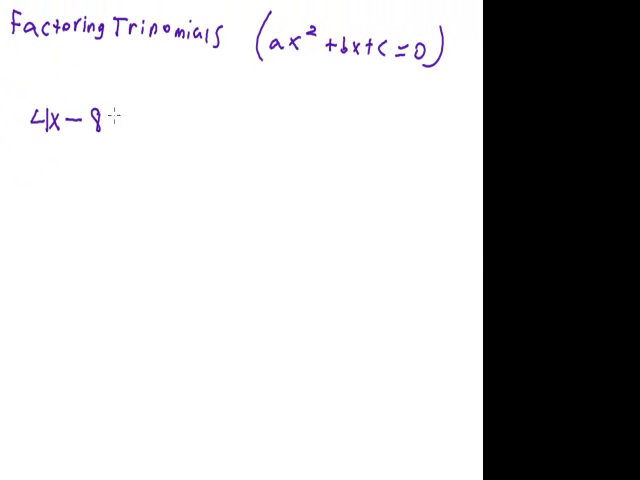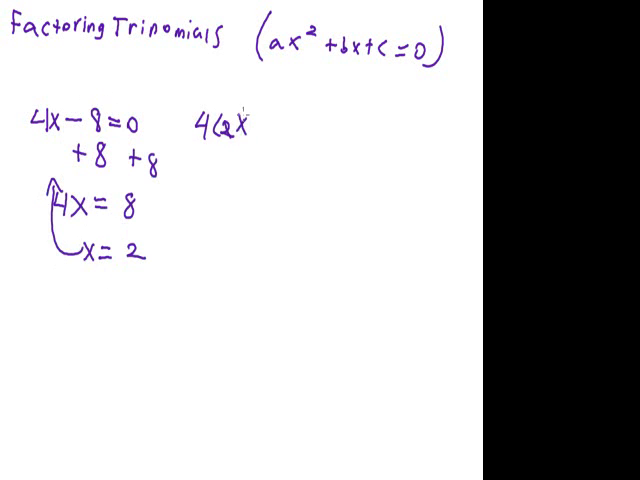Let's say 4x minus 8 equals 0. Now, this is an easy equation. You can just add 8 to both sides. You get that 4x equals 8 and x equals 2. X equals 2 is the only solution to this equation that makes it true. We can plug 2 back in and get 4 times 2 minus 8 equals 0, and that's 8 minus 8 equals 0, which is a true statement. 2 is a valid solution.